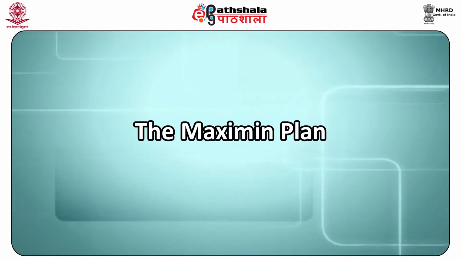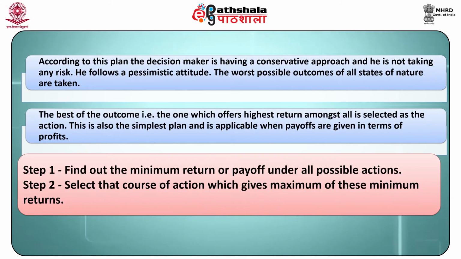The Maximin plan. According to this plan, the decision maker has a conservative approach and is not taking any risk. He follows a pessimistic attitude. The worst possible outcomes of all states of nature are taken. The best of the outcomes, that is the one which offers the highest return amongst all, is selected as the action. This is also the simplest plan and is applicable when payoffs are given in terms of profits.